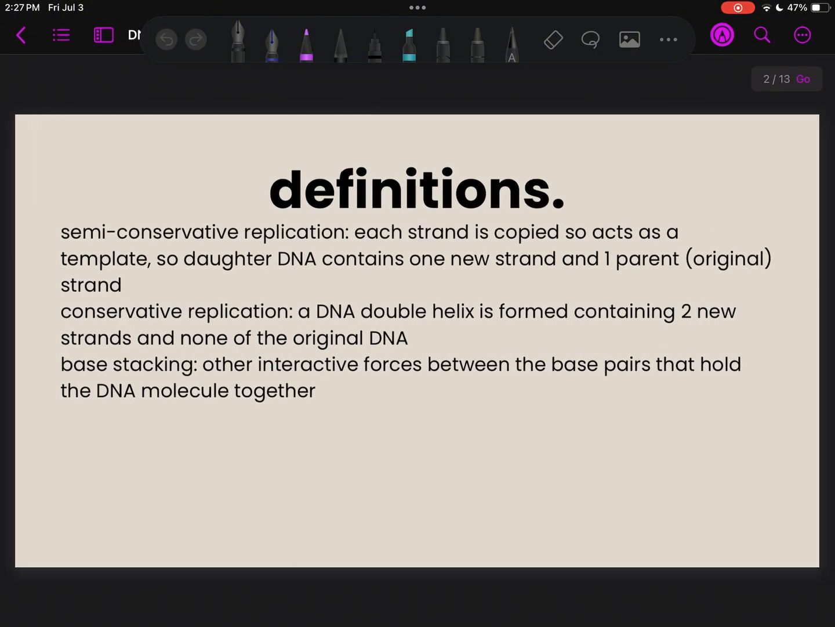First of all, let's get into some key definitions you need to know. Semi-conservative replication is when each strand is copied, so it acts as a template, so the daughter DNA contains one new strand and one parent original strand. Conservative replication: a DNA double helix is formed containing two new strands and none of the original DNA. Base stacking are the interactive forces between the base pairs that hold the DNA molecule together.